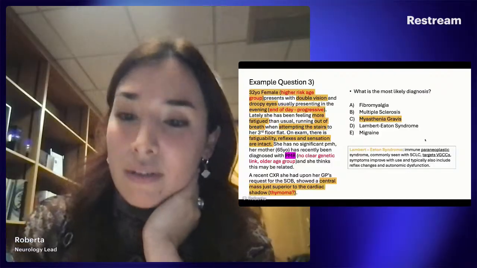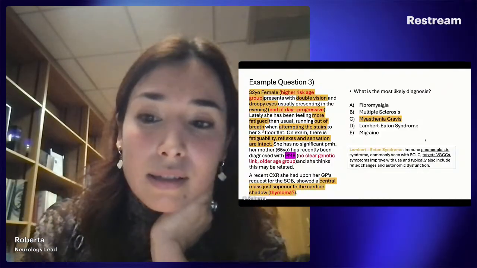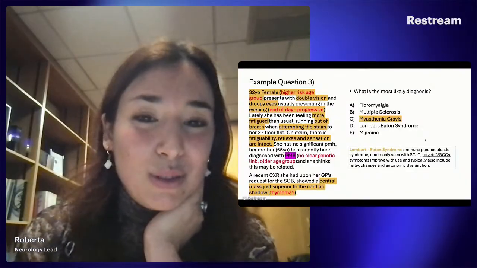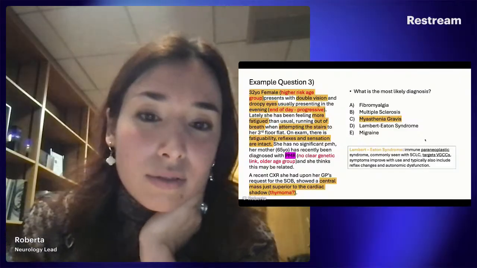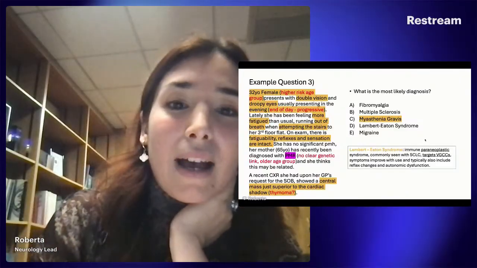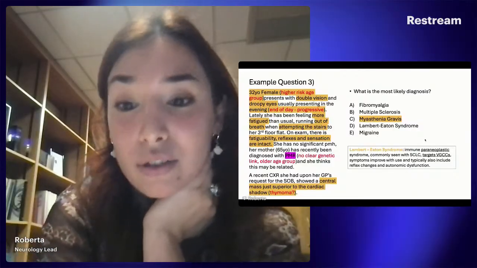She has no significant past medical history. Her mother has PMR. Now, this is 100% there just to distract you. There's no clear genetic link, and PMR tends to affect the older age group, and there's not a connection necessarily with PMR and, for example, fibromyalgia.